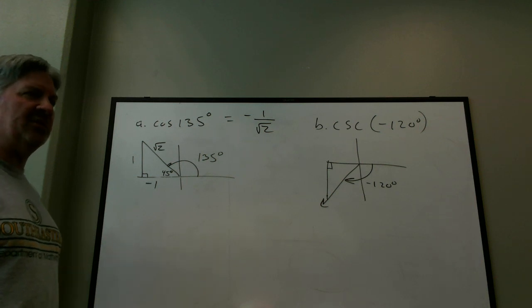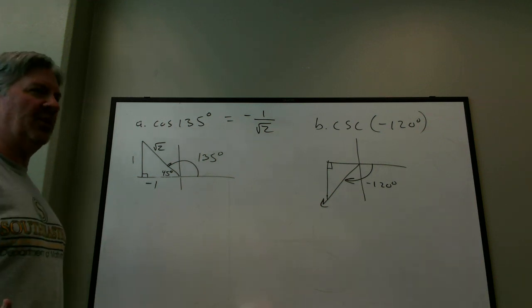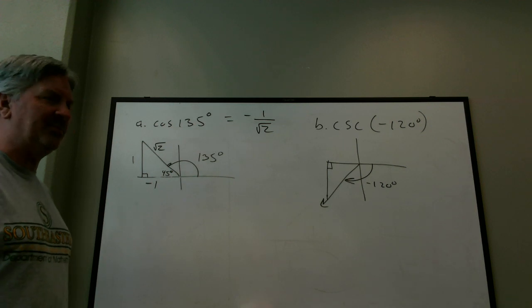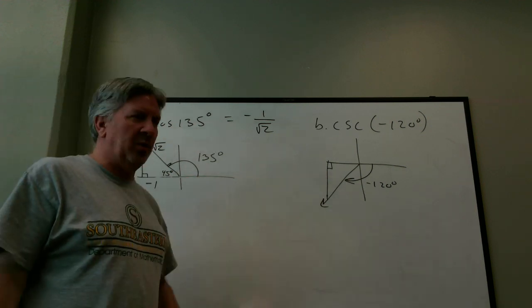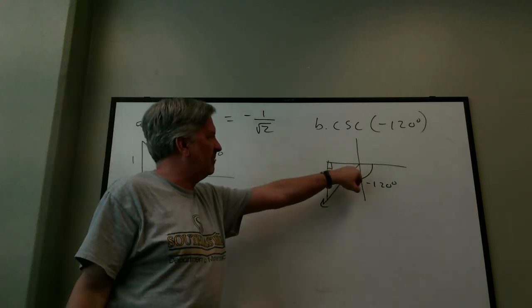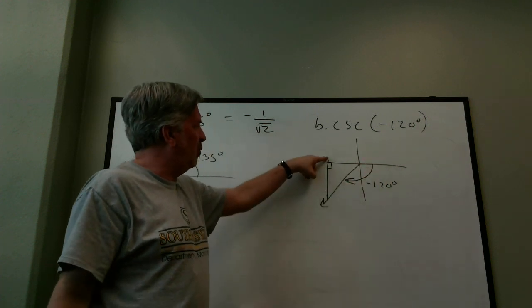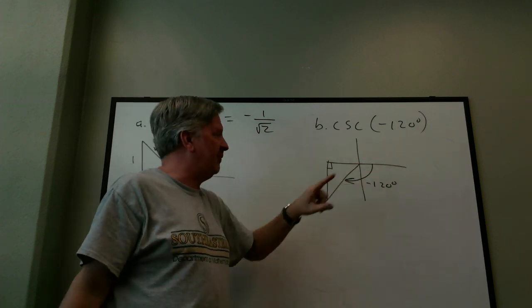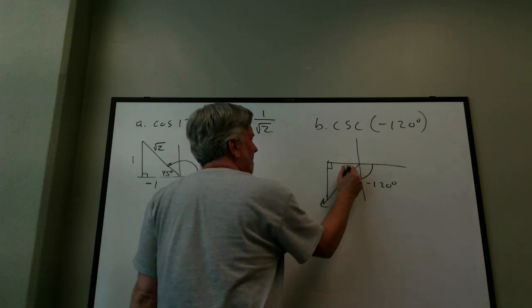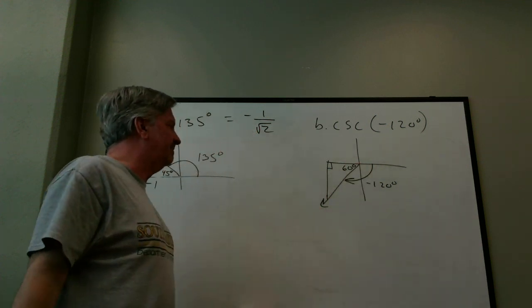I mentioned this in a previous lecture. Students have problems on exams and quizzes because they don't remember the steps. All right, so I sketched the angle. What's the next step? Find the reference angle. So halfway around is negative 180 degrees. We've used up negative 120. That leaves 60 left. Remember, reference angles are positive.